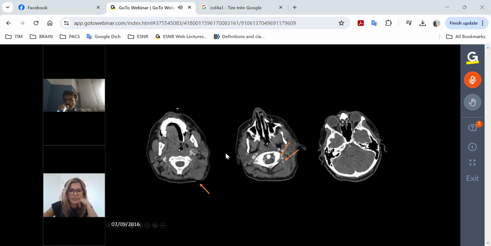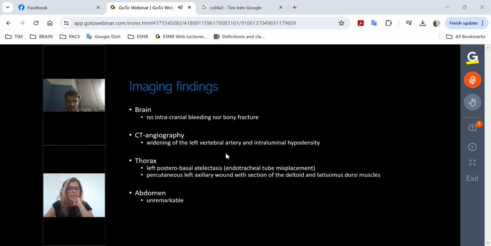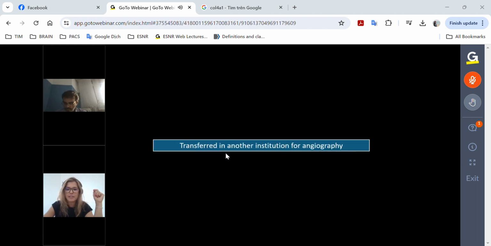So we can see that there is a hypodensity inside the vertebral artery here on the left side, and there is extravasation of contrast. When I said this to the colleague in the emergency department, he did not believe me because it was a very small finding. And I said, yes, he's losing blood from there. He has to be transferred. So they listened to me, and they transferred him because there was not any other hemorrhage found anywhere else. They transferred him for the angiography at the other hospital because we don't have it in the children's hospital.